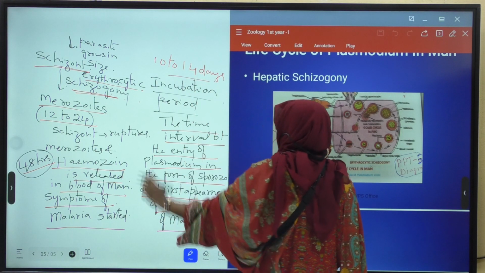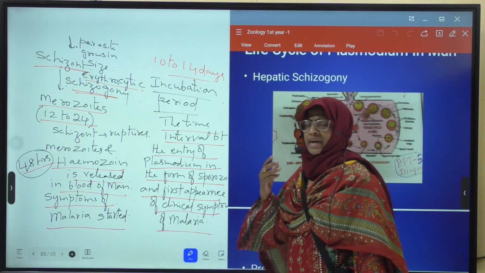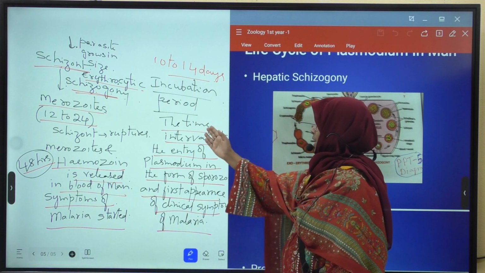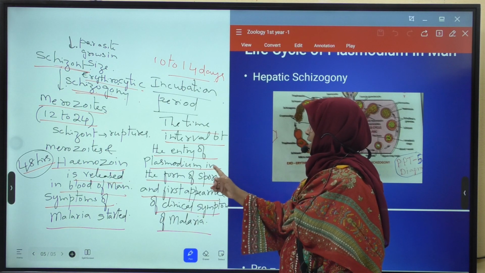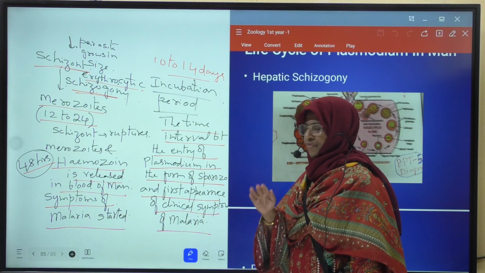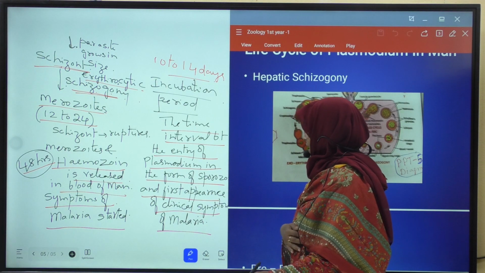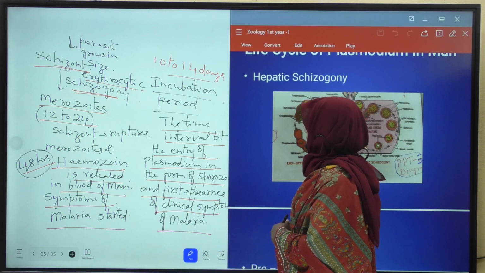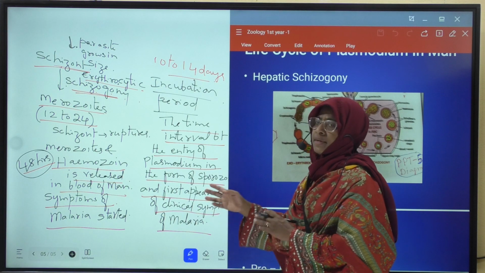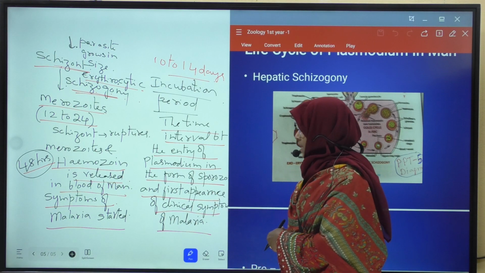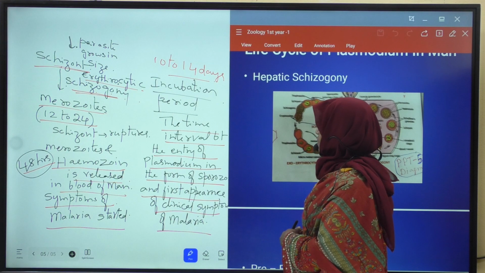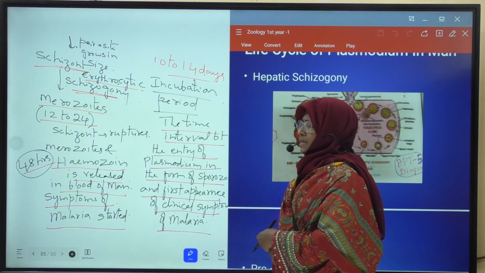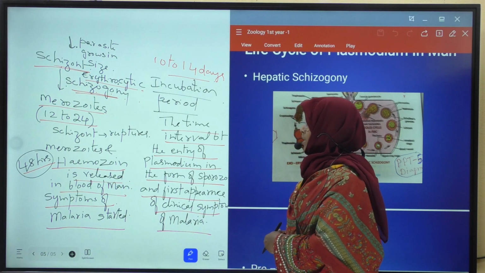Once again, I am repeating what is incubation period. It is also important for VSAQ. Okay? The time interval between the entry of Plasmodium in the form of sporozoite and first appearance of clinical symptoms of malaria. First appearance of clinical symptoms of malaria is called incubation period. Its duration is 10 to 14 days.